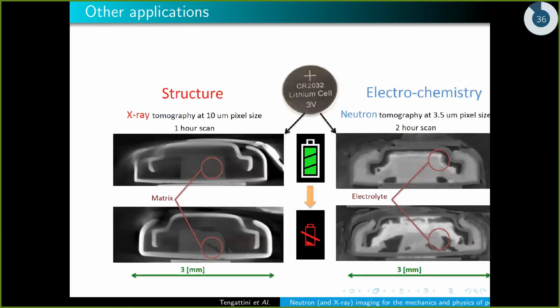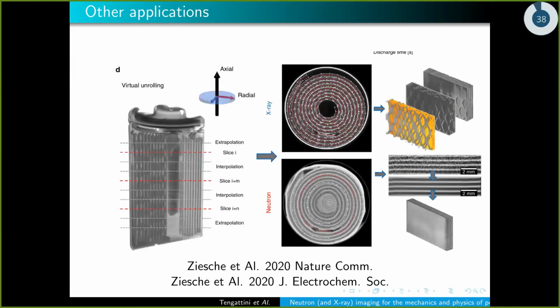This is just a quick slide to point out the fact that I have only made examples about hydrogen or essentially porous media, but neutrons and X-rays combined together have unique possibilities also, for example, to study batteries. In this case, the evolution of the microstructure in X-rays and the lithium distribution through neutrons. Okay, this one I can perhaps skip.